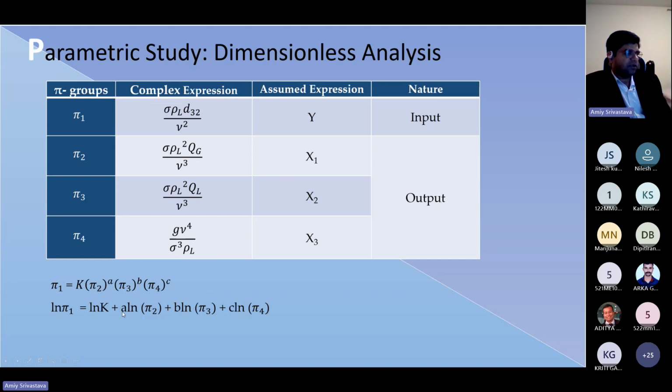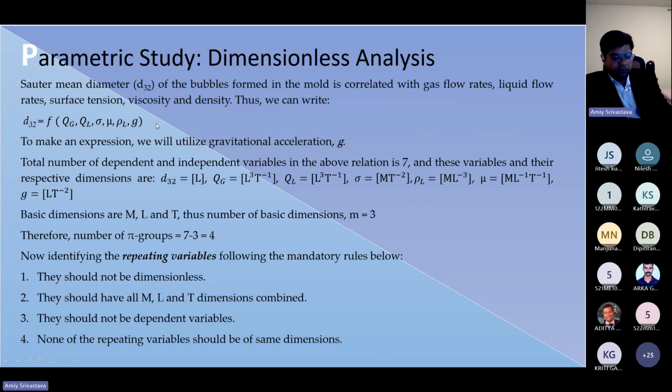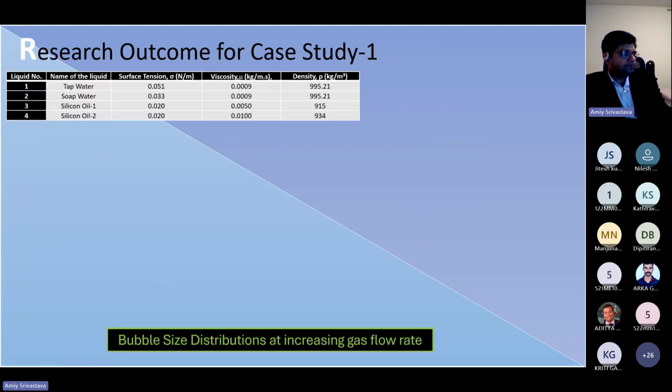Then pi 2 is equal to this expression, and we can write down this expression in this way. Like pi 1 is equal to, when we break that function, what expression I wrote in the previous slide, D32 is a function of this one. So when we break this equation, we can write an expression like this, and then we can take the ln on both sides. Now we have these values pi 2, pi 3, pi 4, and we need to solve for the values of A, B, C and K. If we can find the values of K, A, B, and C, we can find our equation. Let's see how I found that.